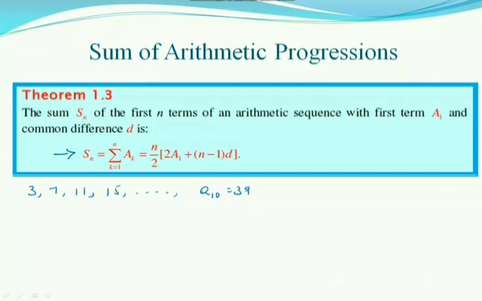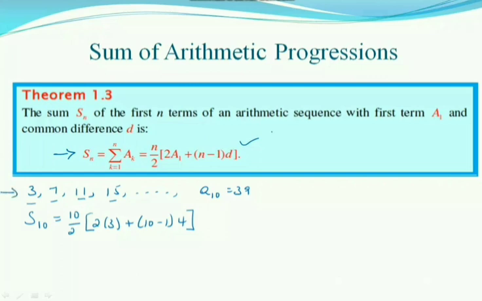But here, this formula can be used to calculate the sum of the first n terms. For example, if I want to know the sum of the first 10 terms, which means 3 plus 7 plus 11 plus 15, and so on, the next 6 terms, we can use this formula. The sum of the first 10 terms is equal to 10 over 2 times 2 times the first term plus 10 minus 1 times the common difference. I used this sequence.